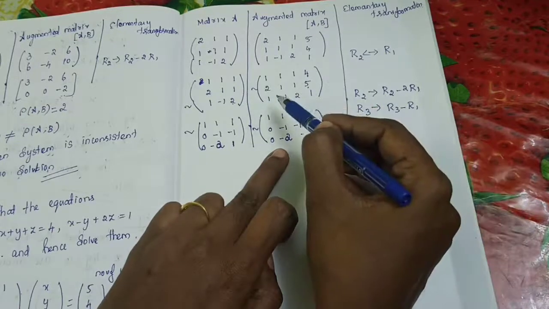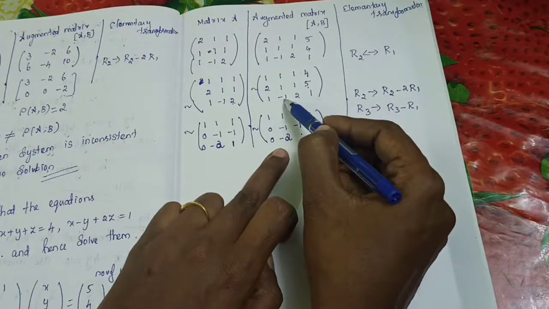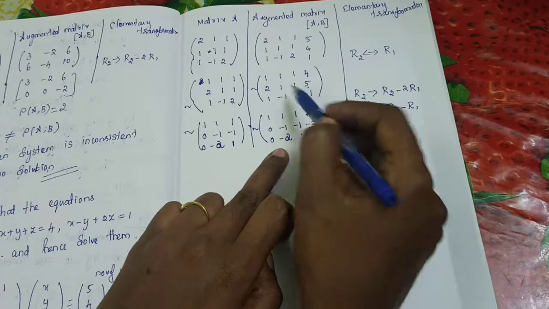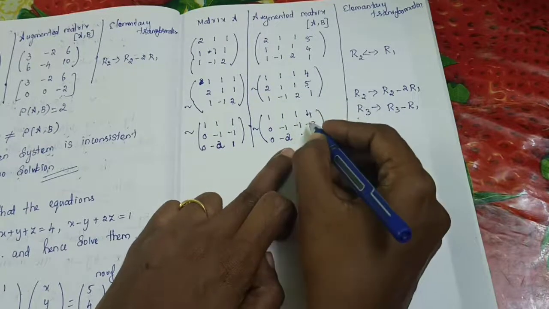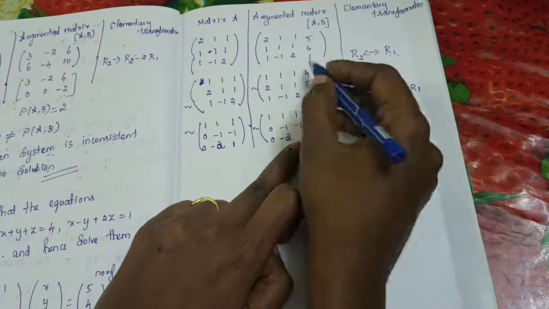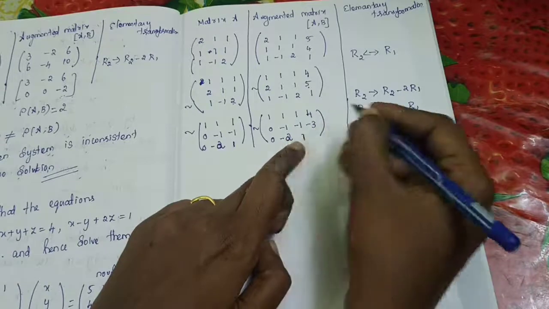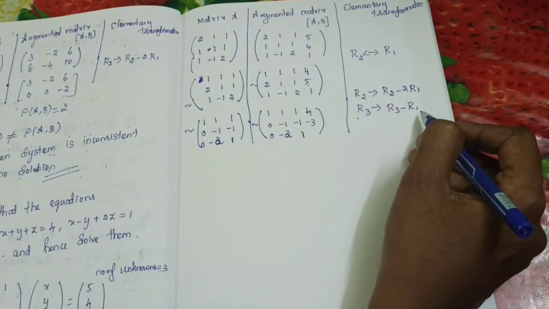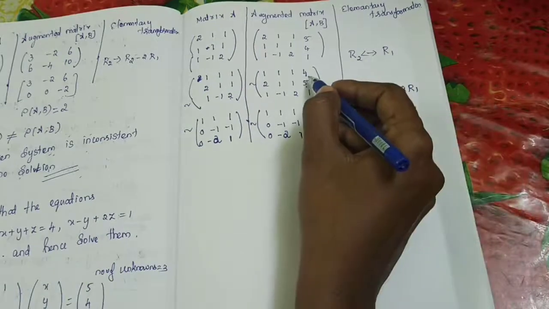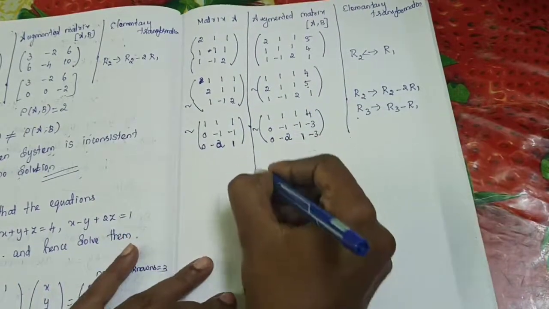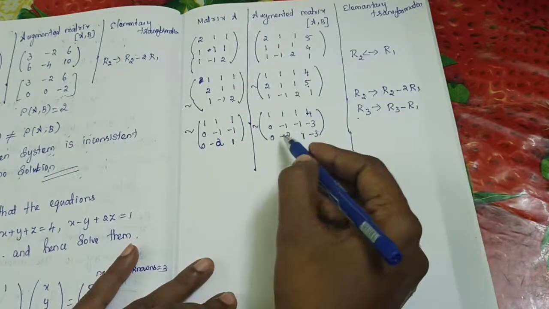Is it right? So R3, where is R3? R3 minus R1. So minus 1 is there. So minus 1 minus 1 means minus 2 you will get. Okay. Then next term, what will happen? 2. Is it right? So 2 minus 1, so that one is 1. Okay. Next entry, 1 minus 4, is minus 3. Understand? Yes.